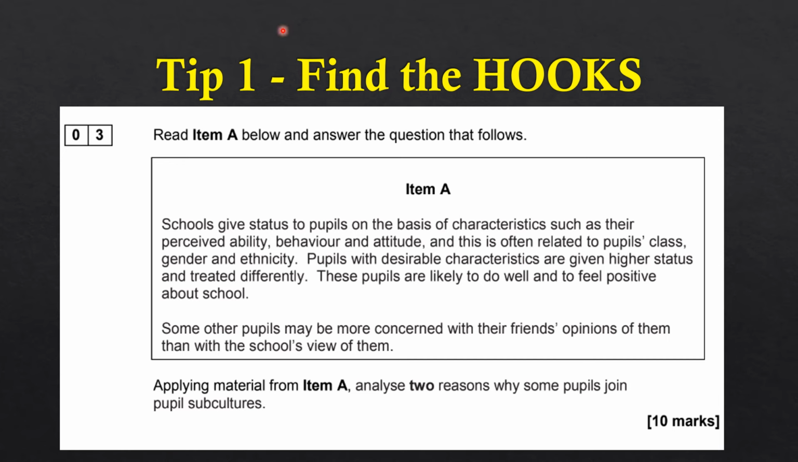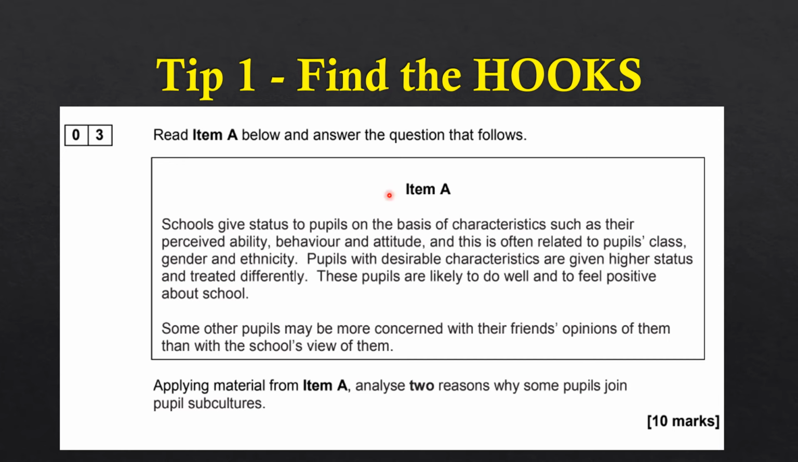Top tip number 1 is to find the hooks. Now, most students know to use the item and are prepared well enough to know to quote the item. However, to be really successful on a 10-mark question is finding the right hooks. So my top tip is to look for the word after the "to". And that is in bold, and this question is asking you for reasons. So as you look in the item, you are looking for reasons.